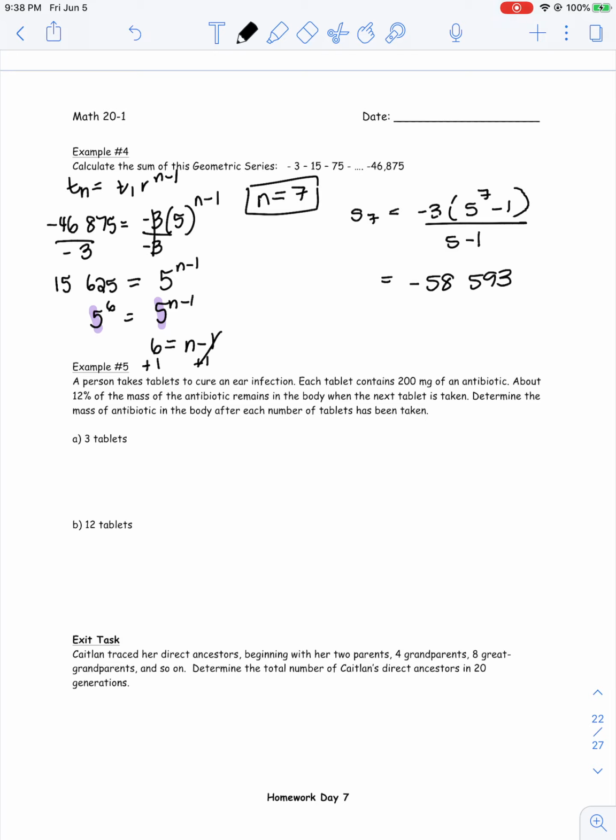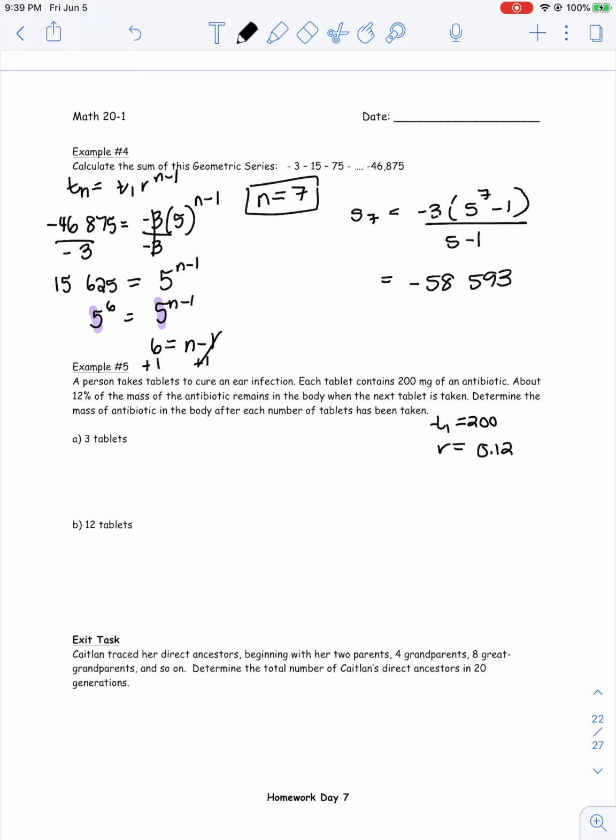Example number 5. So let's say a person takes an antibiotic to cure an ear infection. Each tablet contains 200 milligrams. So we know that T1 is 200. About 12% of the mass remains in the body every single time. So there's our R value. In this case, we know that that is what is left over in the body, and that's 0.12 when you divide that number by 100.